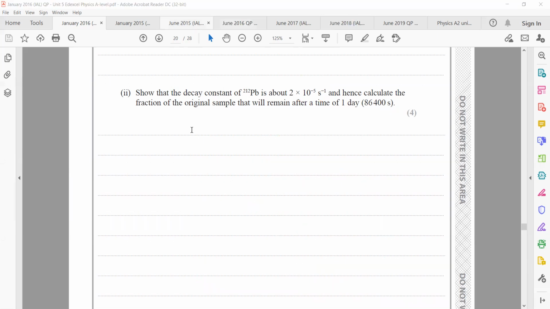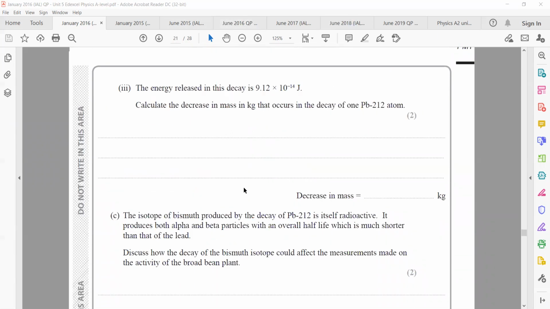The next part: the energy release in this decay is 9.12 × 10^-14. Calculate the decrease in the mass. So the mass defect is equal to E over c squared. Even in this one, you don't have to convert the units because the energy is already given in joules. So 9.12 × 10^-14 divided by the speed of light squared, which is (3 × 10^8) squared, and you will get the mass defect.